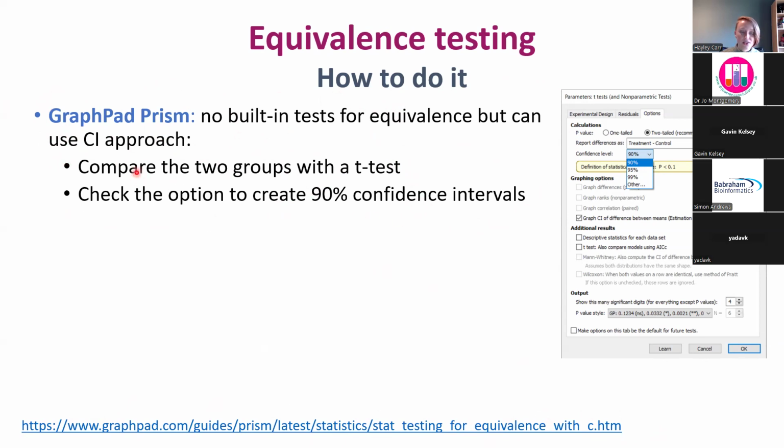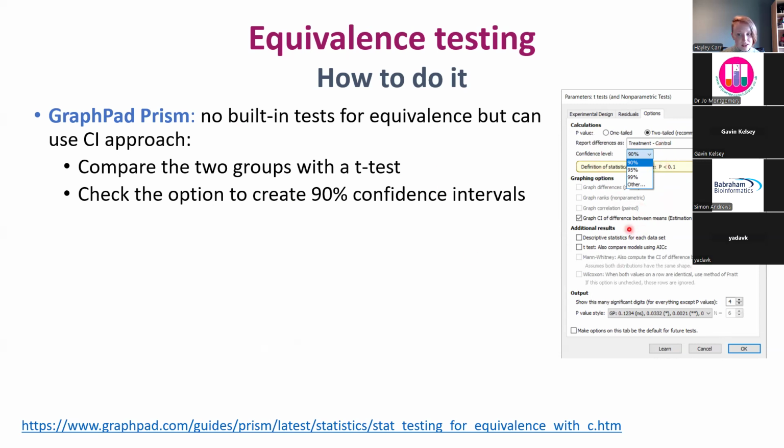Basically, to do this, you just compare your two groups with a t-test, or with whatever test would be appropriate. You can also, at this point, include things like pairing or independent tests. So you can take into account pairing with equivalence testing as well. And then in your analysis window for your t-test, you go to the options and you can select the 90% confidence intervals rather than the 95%. That's the only difference that you'd need to change on there.